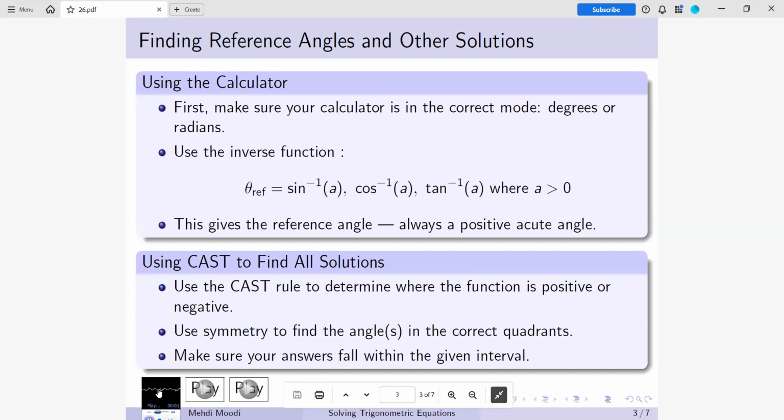Here at AVPD, clues usually come in the form of a coordinate, like sine equals 1/2, meaning the y-coordinate is 1/2. Our first move is to figure out the suspect's family name, their reference angle. To do that, we use our calculator. We take the inverse trig of the clue. The reference angle is always a positive acute angle, the family name shared by all suspects who go by either plus or minus that same coordinate.